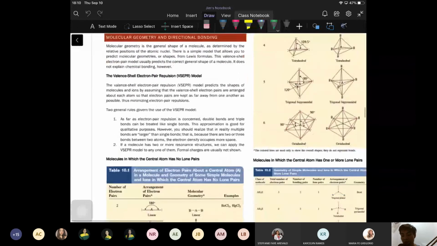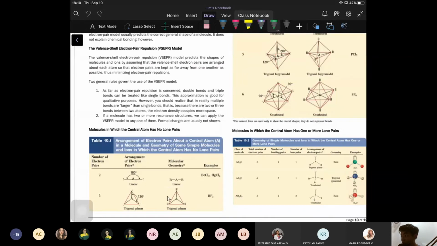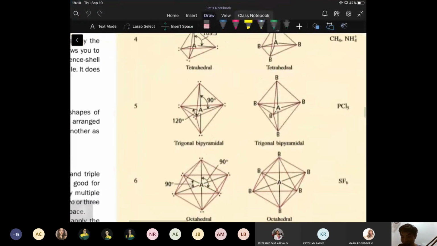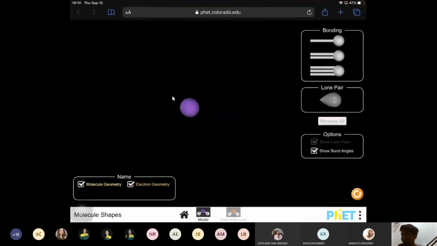So, ito yung mga different shapes. We can have shapes na linear, we can have trigonal planar, we can have tetrahedral, trigonal bipyramidal, and octahedral. Sir, kailangan ba kabisaduhin yan? Oo. Anyway, ang good thing naman with online class, pwede kayo tumingin sa notes nyo eh. So, tingin tayo dito.